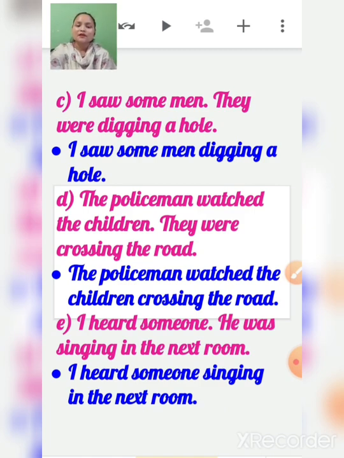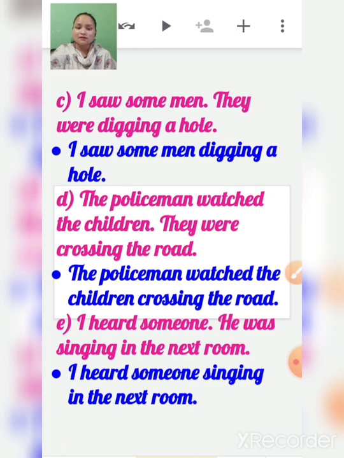You can see that all the base form of verb is added with ing. So I saw some men digging a hole. D, the policeman watched the children. They were crossing the road. The policeman watched the children crossing the road.